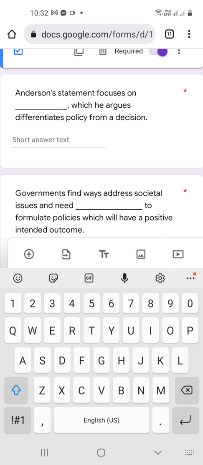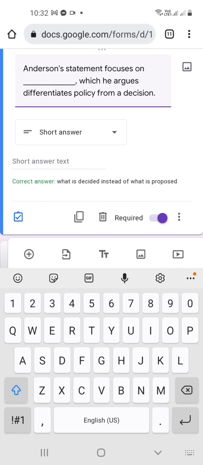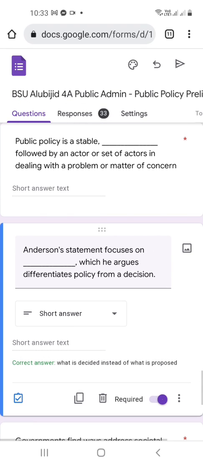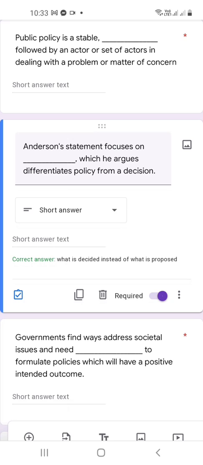Then Anderson's statement focuses on blank, which he argues differentiates policy from a decision. What is your correct phrase? The correct phrase is what is decided instead of what is proposed, and you don't need to put there a comma because the comma is already there. Do not put unnecessary commas or punctuation marks when you have this particular kind of online exam, because if you write there excessive or additional or unnecessary words or punctuation marks or spaces or whatever that were not allowed as written in the directions or instructions, then your answer would be marked wrong.